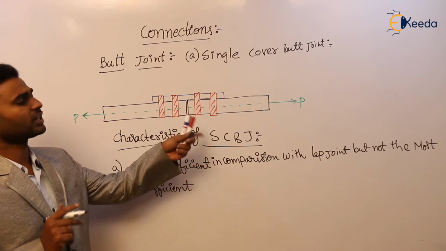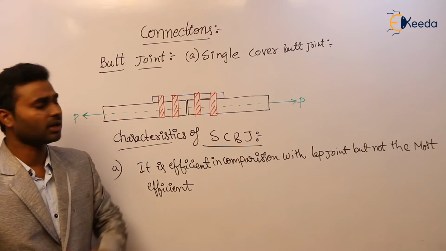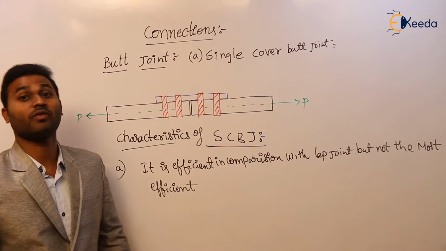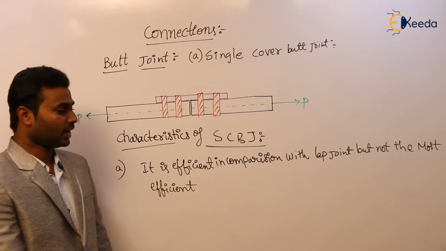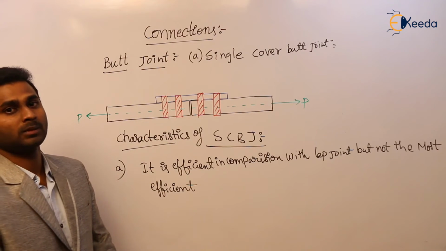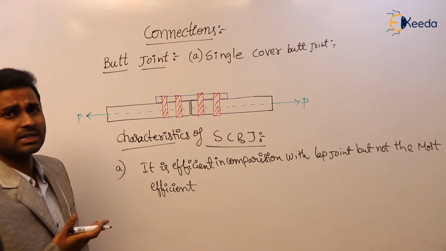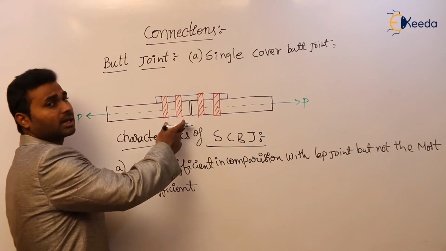The reason is that the line of action of both the forces is the same. So that is why it is efficient in comparison with the lap joint. But it is not the most efficient. So why is that the reason? Come on, think. Why is it not the most efficient? Just by seeing the diagram, we can say it is not symmetrical.